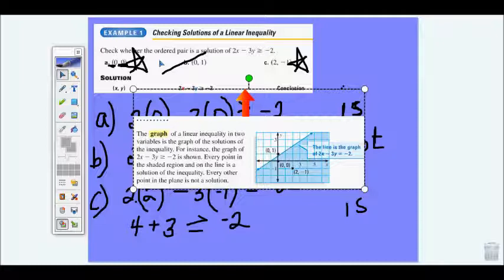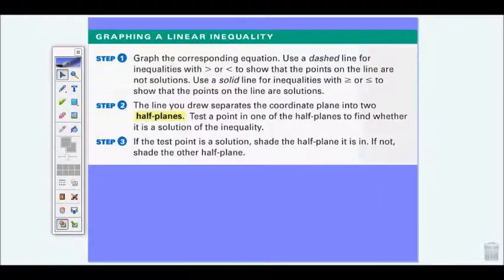And then we're going to go ahead and test a point. And we tested 0, 0. 0, 0, which was letter A, was a solution. So that is part of the solution. And you're going to notice that that part of the graph is shaded. And I'm going to show you the step-by-step ways of graphing an inequality.